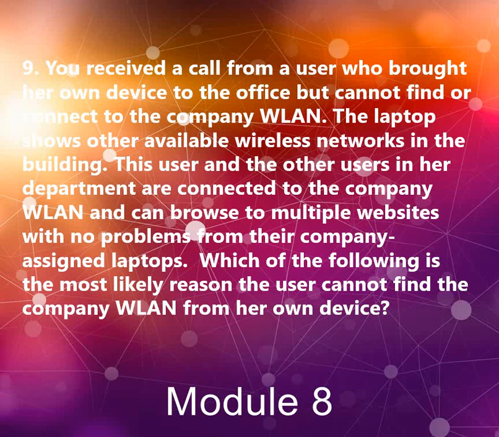So if she's looking for the broadcast, chances are the correct answer is the company wireless access point has SSID broadcast disabled. So if she's looking for it and doesn't know to type in the credentials, she won't see that broadcast because it's not broadcasting. You can still connect to it even though it's not broadcasting the actual name of the network, but it's still broadcasting a signal to connect to. So the correct answer is the company wireless access point has SSID broadcast disabled.